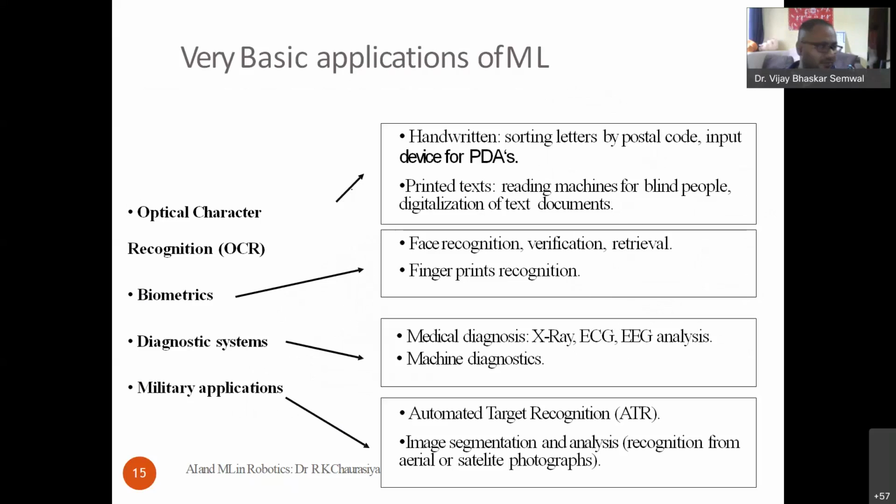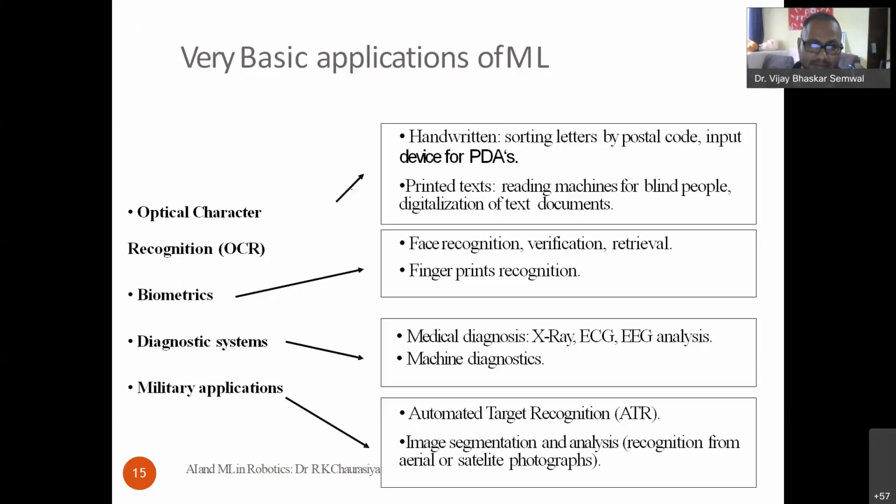The basic application of machine learning is optical character recognition, OCR, to identify objects, handwriting, sorting letters by postal code, input devices for personal digital assistants, and printed text reading machines for blind persons. Nowadays in flights it is available for blind persons also, so they can read the instructions and other things. Then digitalization of theses and documents.